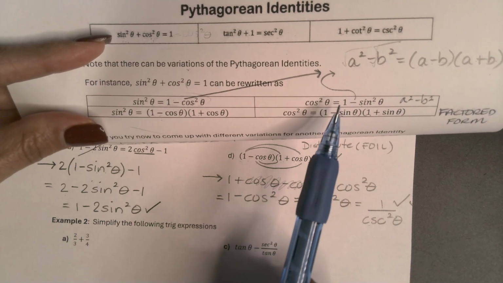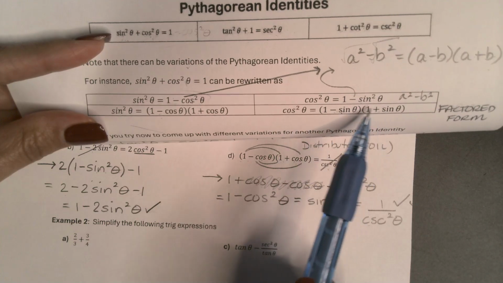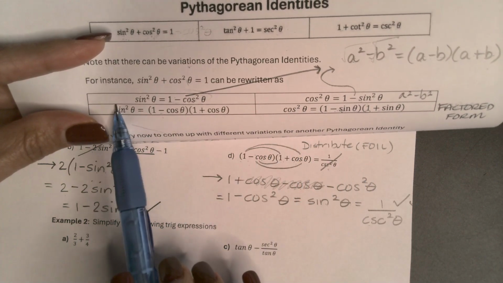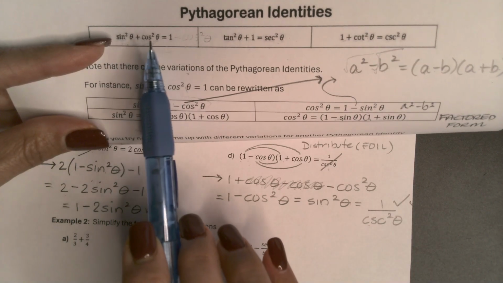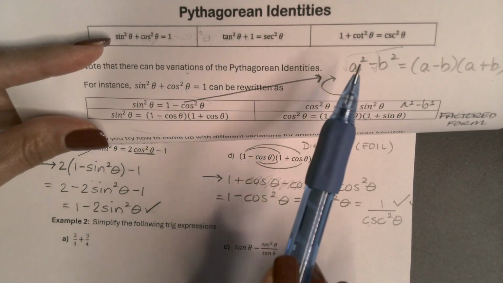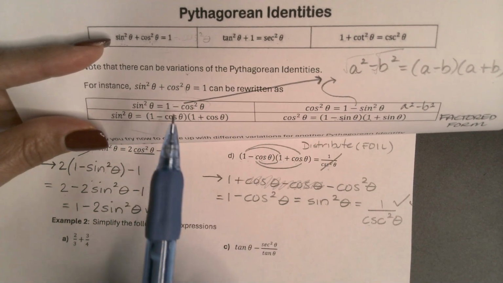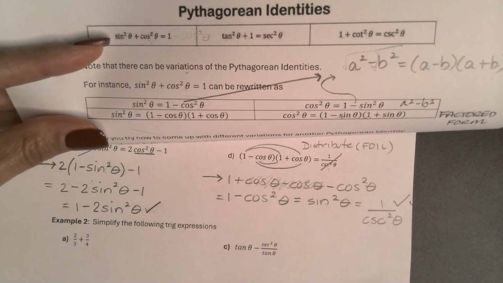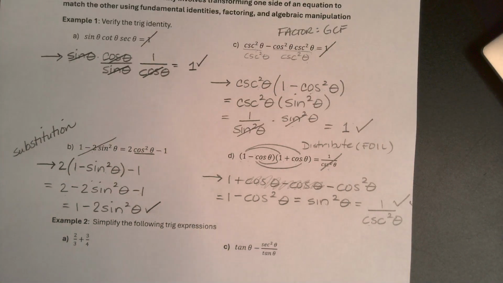So anytime you have a difference of squares problem, you know it's going to be one of those trig functions. So it could be sine squared, cosine squared, tan squared, or cotangent squared. Can all be rewritten as a difference of squares. All right? So look out for those.